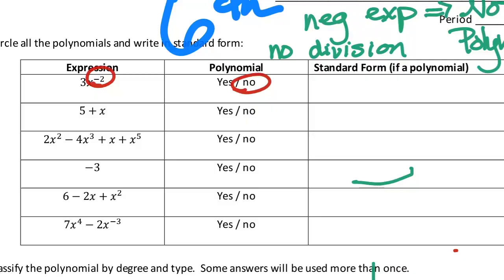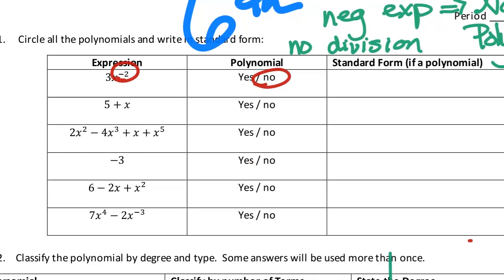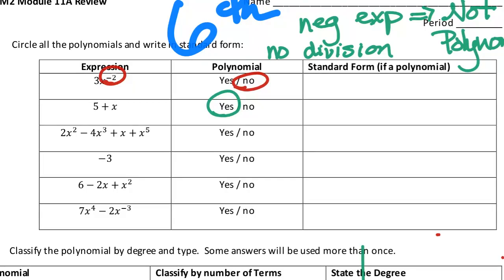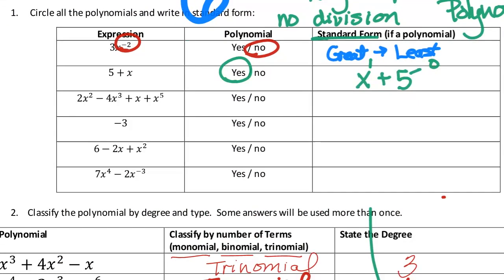Okay? All right, looking at the second one, 5 plus x. Is that a polynomial? Yes. Is that written in standard form already? No. How would I write it in standard form? X plus 5, because this has a degree of 1, this has a degree of 0. In standard form, you write from greatest to least. All right. How about the next one?